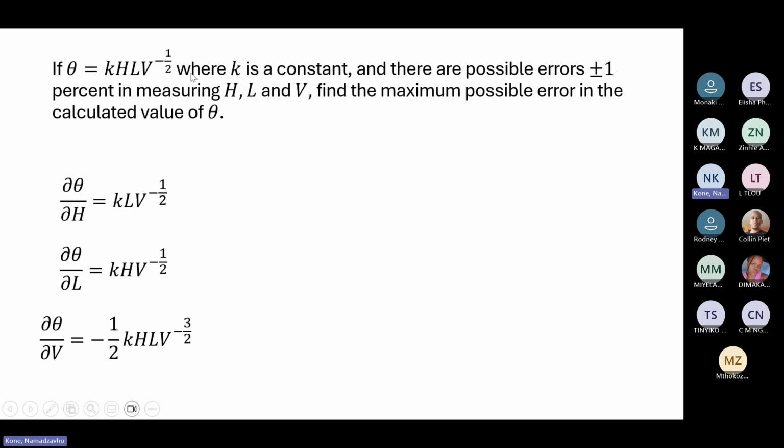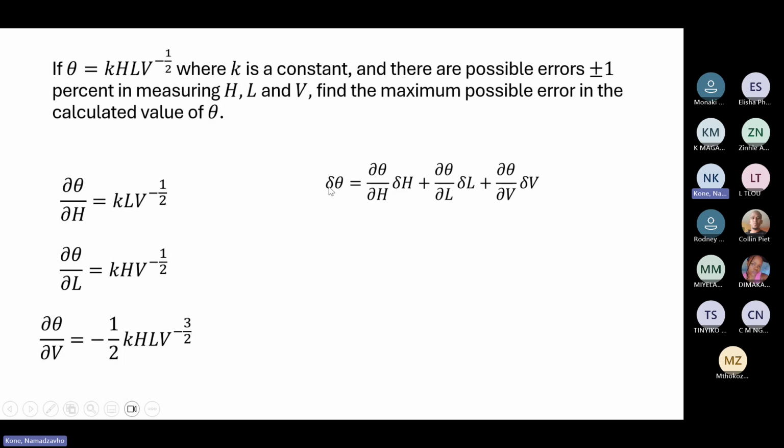So what is minus half minus 1? It becomes minus 3 over 2. Then you have got your three partial derivatives. Now, that formula that I'm talking about is there in your information booklet. You go and check it, and it looks like this.